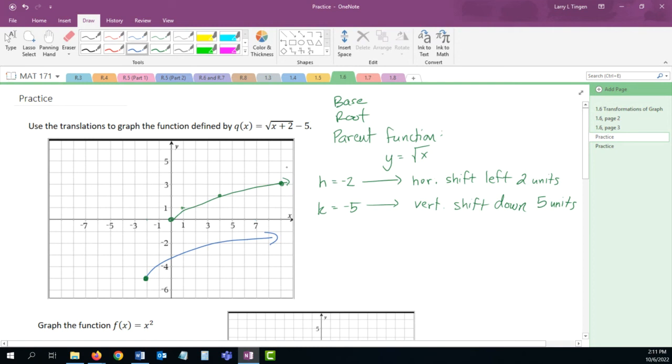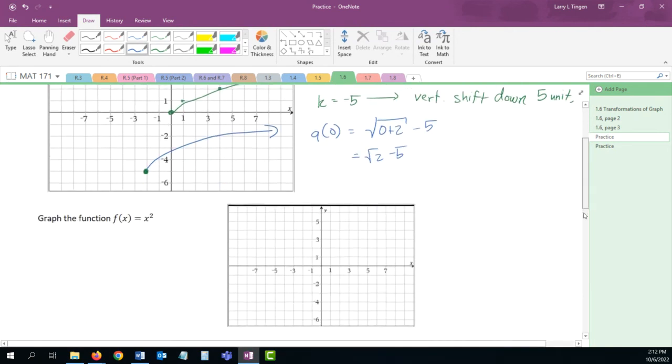Okay. You can find points on the new one by plugging in values for x. So if you want to put q of 0, what happens? When I plug in 0, I get the square root of 0 plus 2 minus 5. That's the square root of 2 minus 5. Square root of 2 is 1.4 something. 1.4 minus 5 is negative 3 and some change. That's where we landed, negative 3 and some change. All right. So this is how it affects my function.